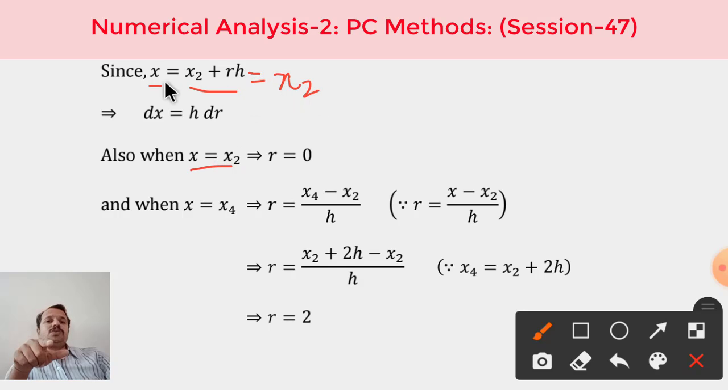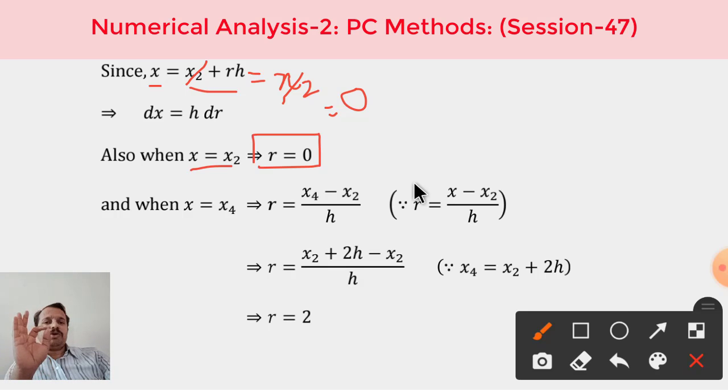X value is x2. So x2 is equal to, what is the definition? It is this much. Now let us cancel this x2 with this x2 and here 0 remains on RHS. So rh is equal to 0 means r is equal to 0. h cannot be 0. So the only possibility is that r can be 0.